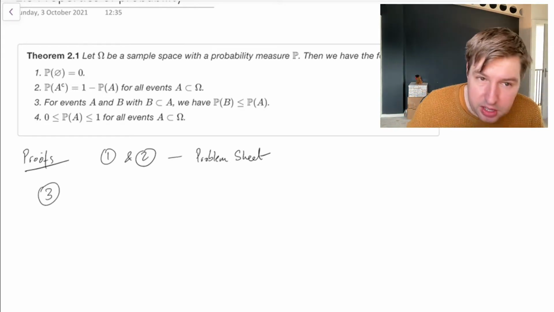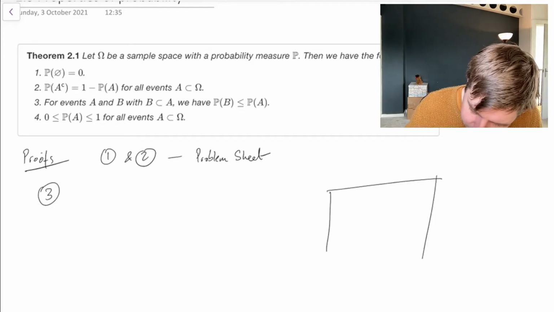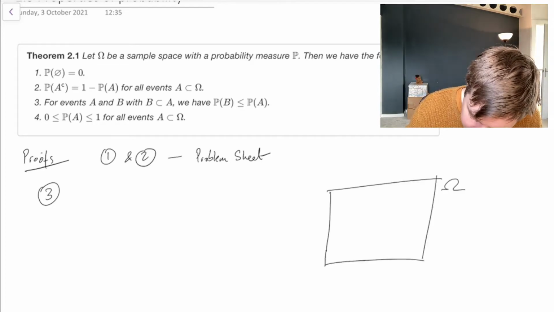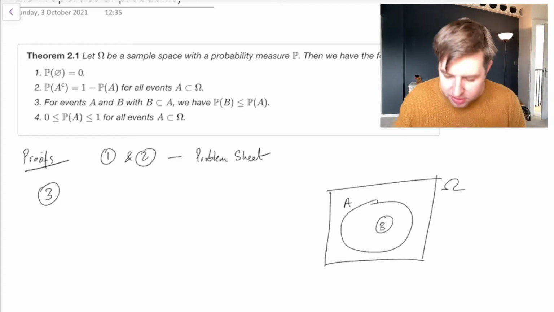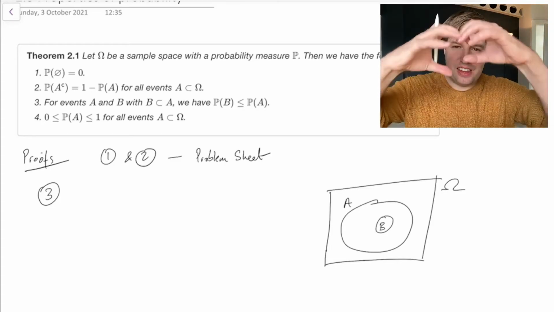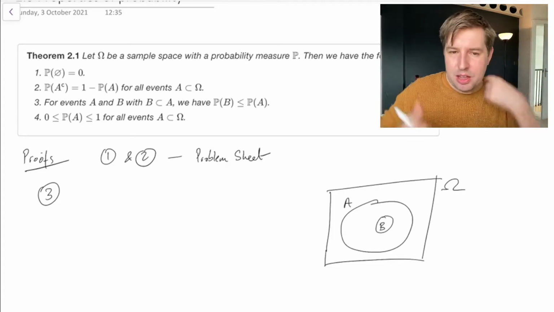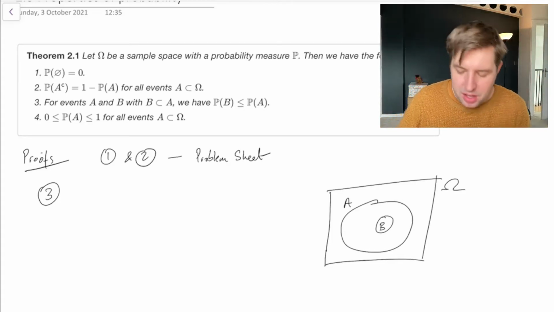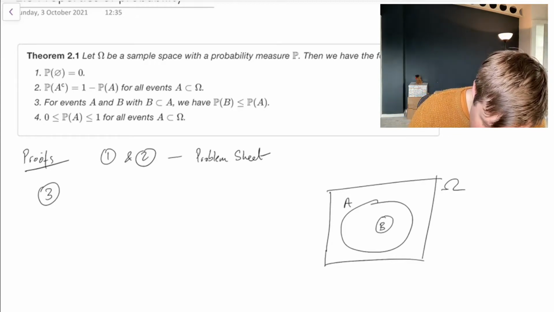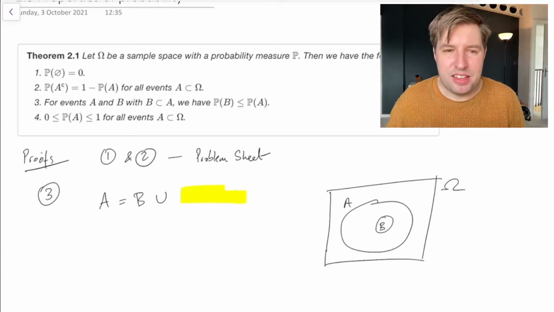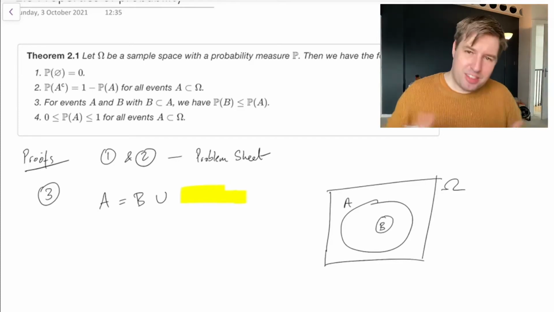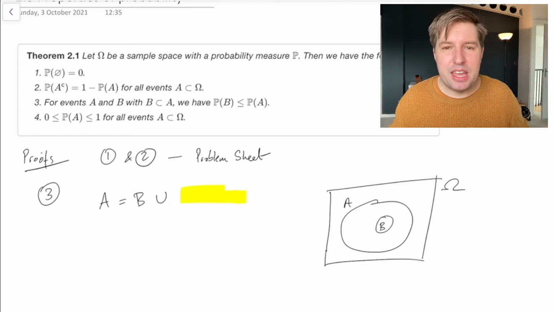So for number 3, let's draw a picture of what's going on here. We've got our set omega, we've got our set B, and we've got our set A. And B is a subset of A, so B is a circle inside A. It's not like they're interlocking circles like we had before. B is inside A. So what would be nice would be to write A equals B union something, and we'd like it to be a disjoint union, right? Because then axiom 3 would give us a statement that connects A and B, and we'd be in with a good chance.